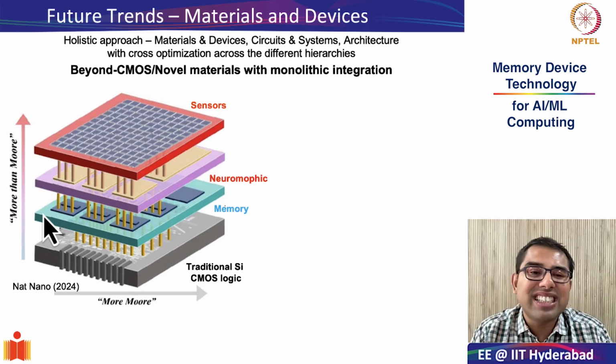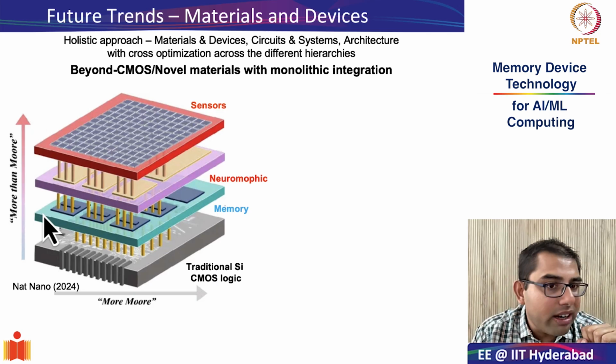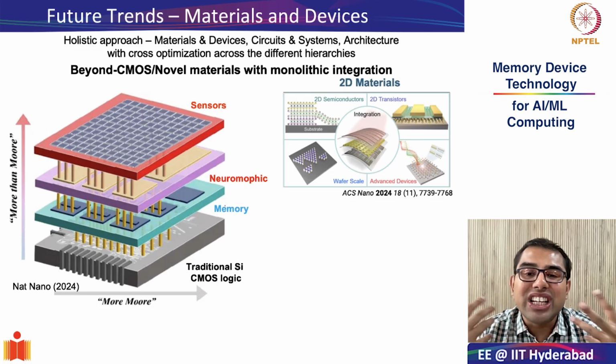So what are these interesting material systems that people are generally looking at? The first is the two-dimensional materials or 2D materials.